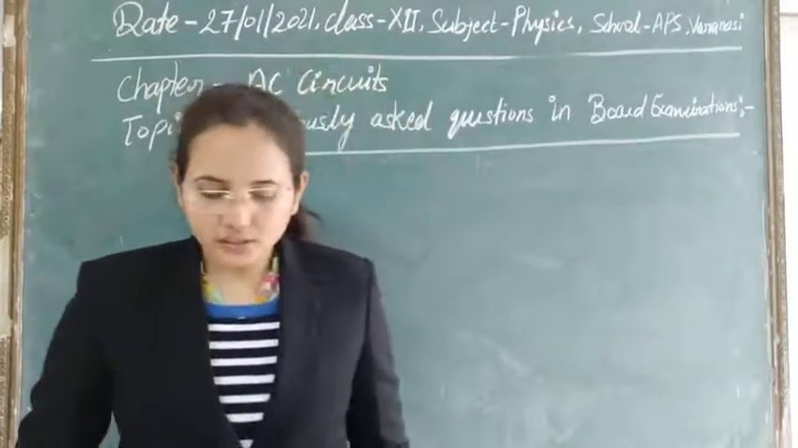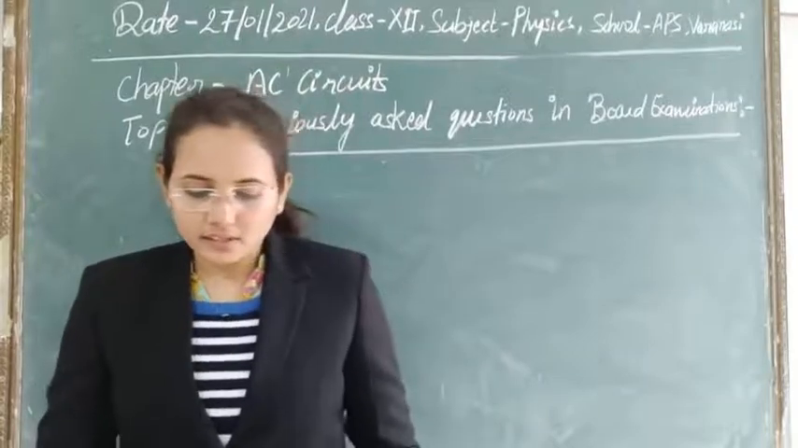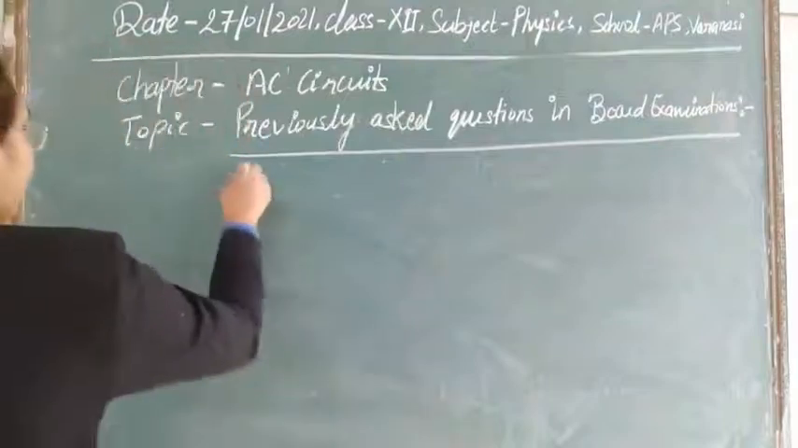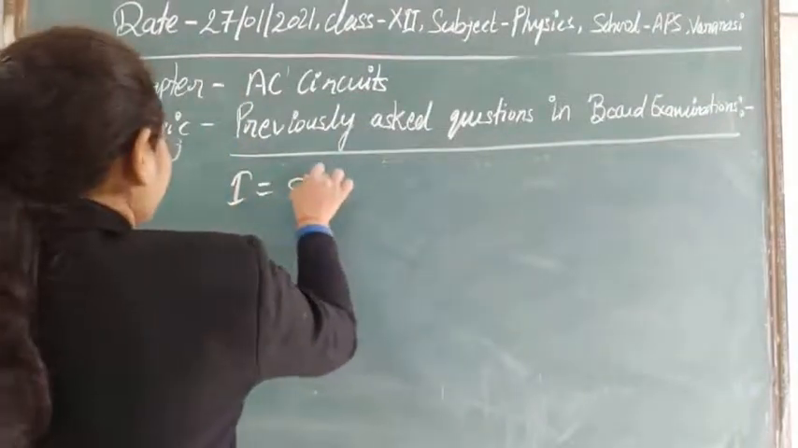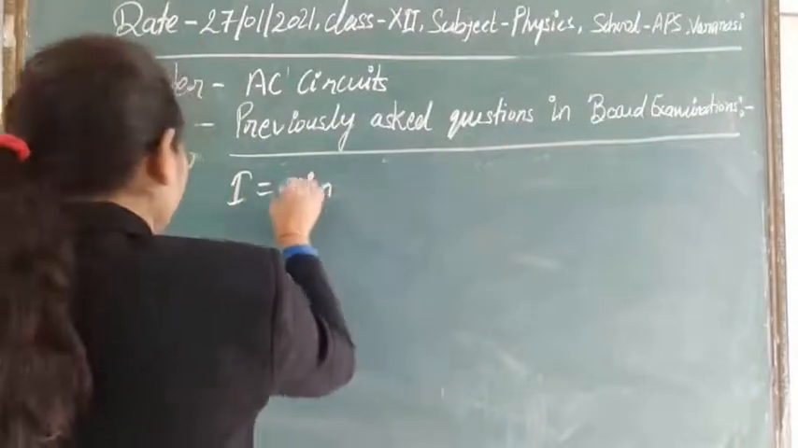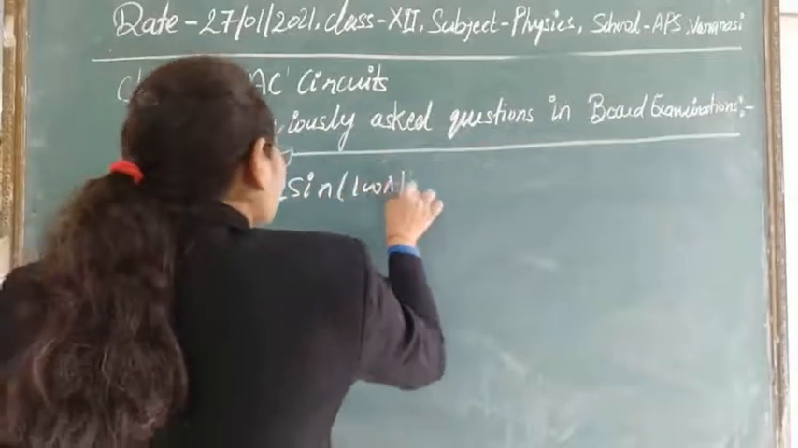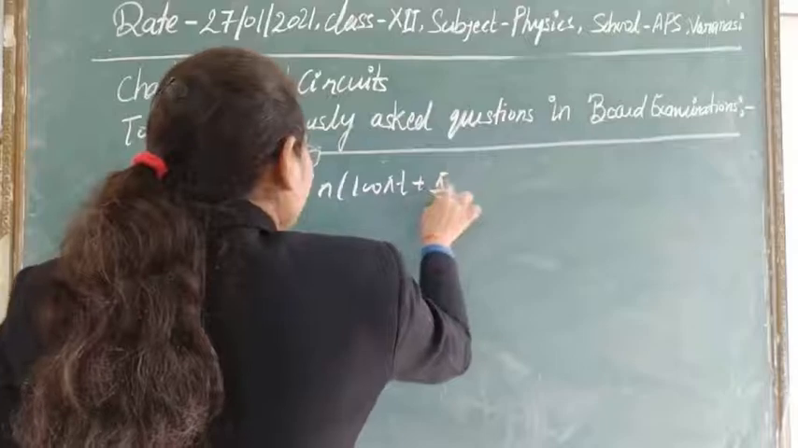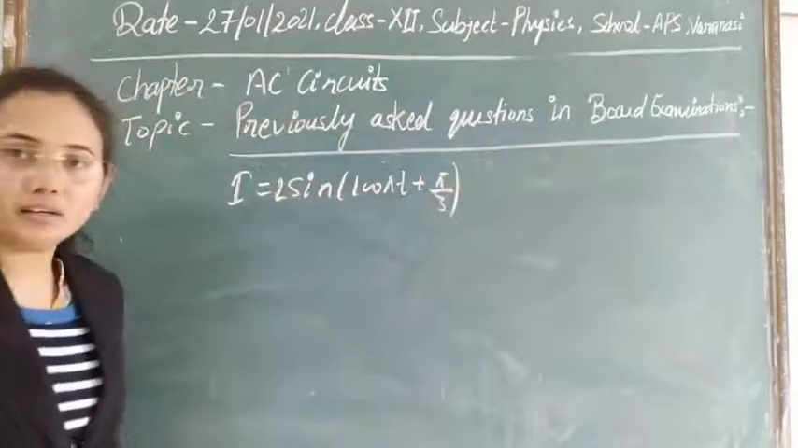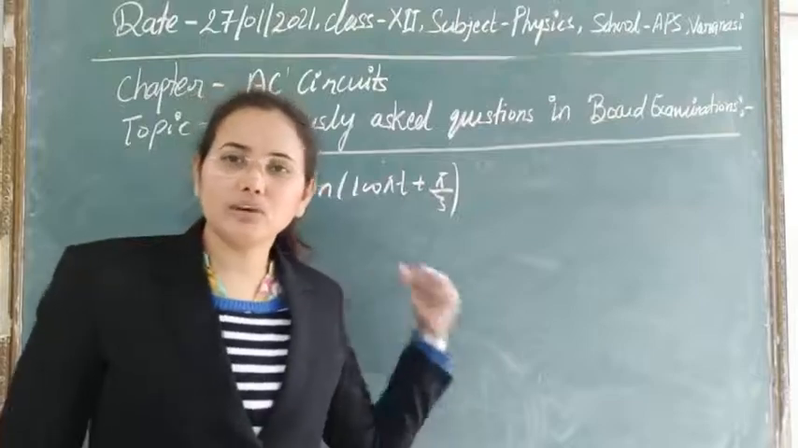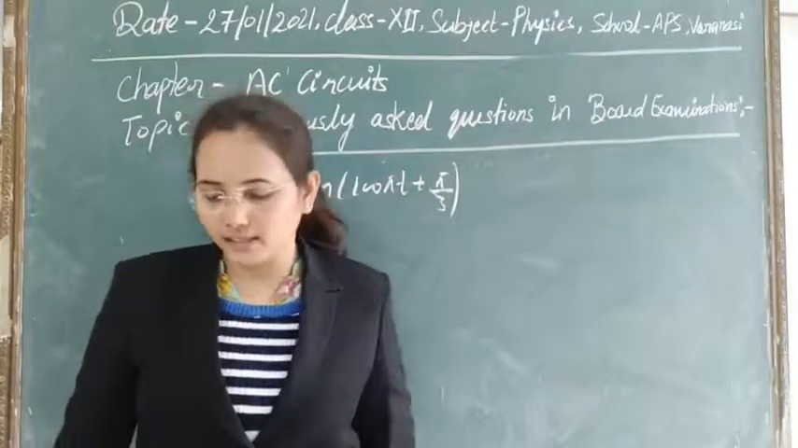So first question: it is given that the instantaneous value of current in an AC circuit is I = sin(100πt + π/3). So it is given in the question the instantaneous value of current, meaning at any time t what will be the value of current over the AC cycle.